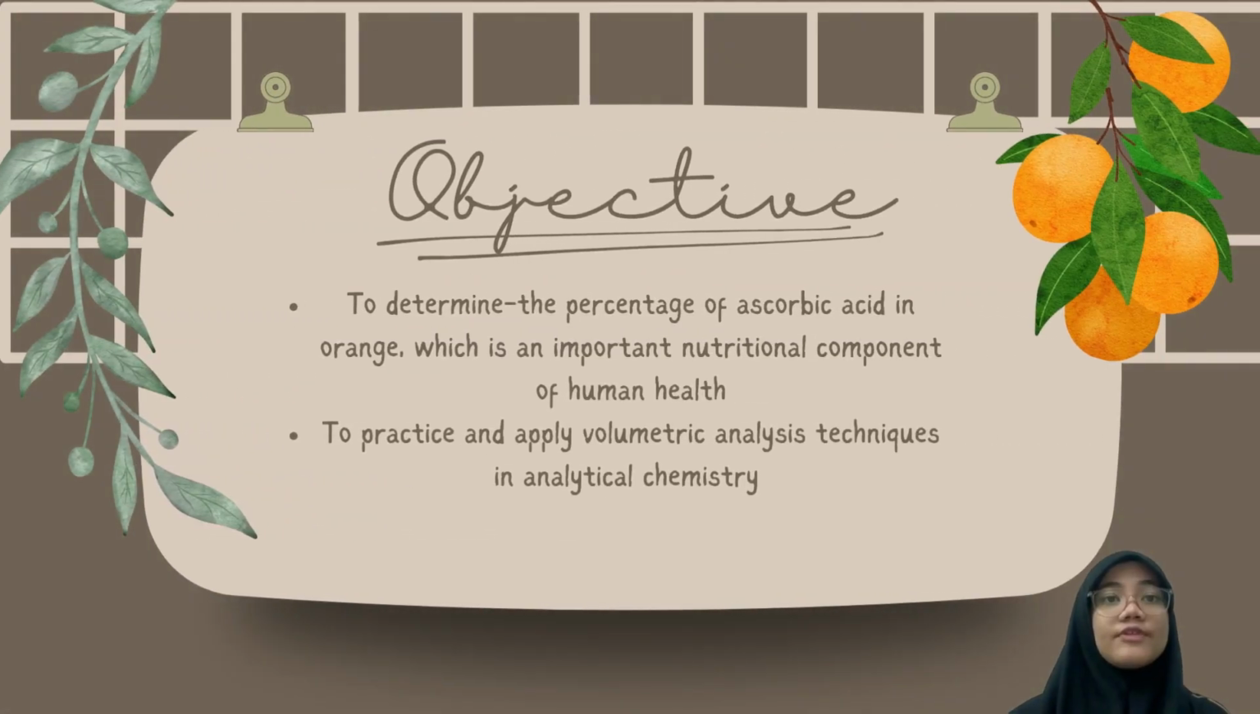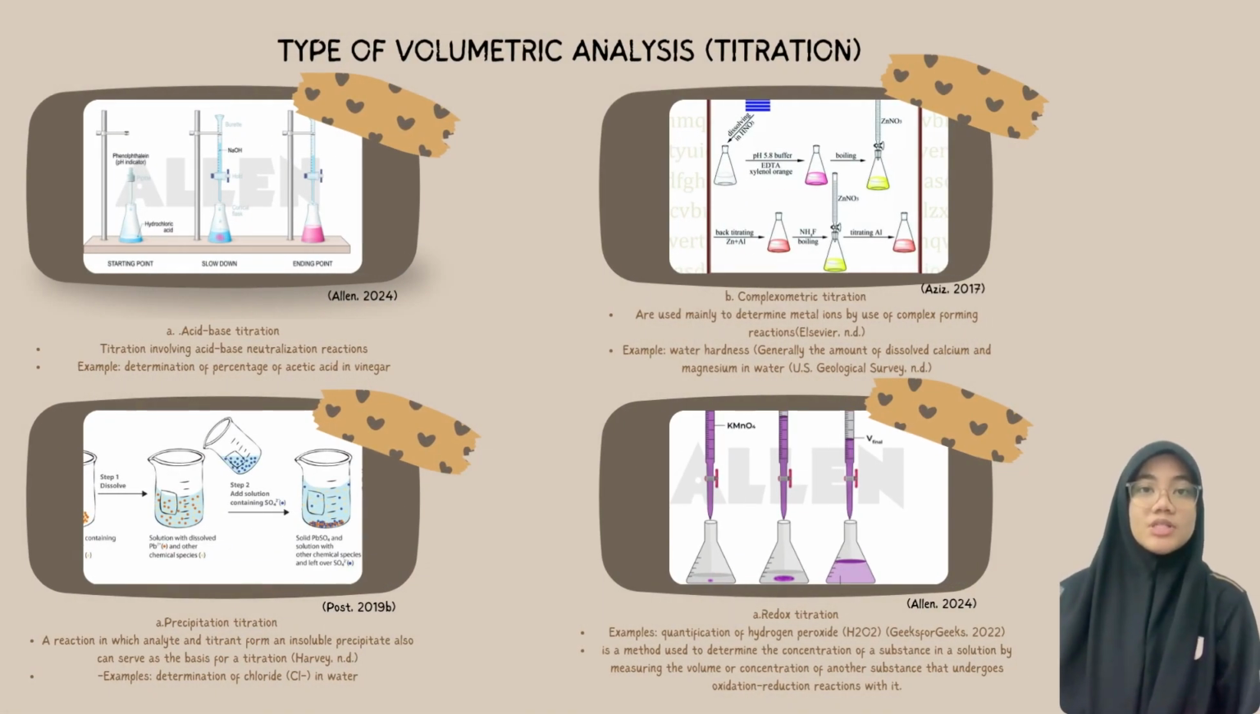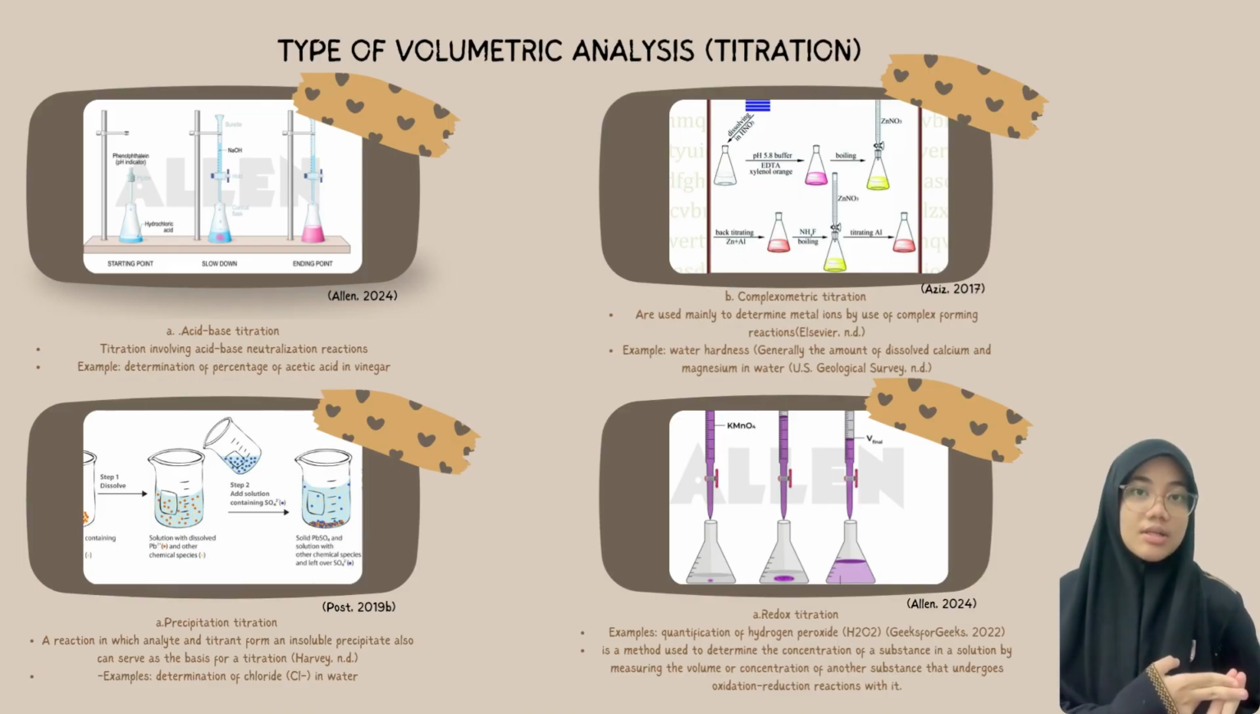What is the objective of this experiment? The objective of this experiment is to determine the percentage of ascorbic acid in orange, which is an important nutritional component for human health. Also, to practice and apply volumetric analysis techniques in analytical chemistry. Moving on to the types of volumetric analysis. There are 4 types of volumetric analysis, which are acid-base titration, complexometric titration, precipitation titration, and redox titration. In this experiment, redox titration is used.